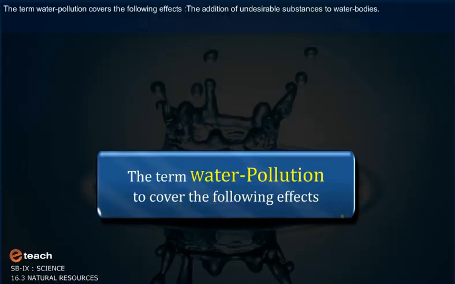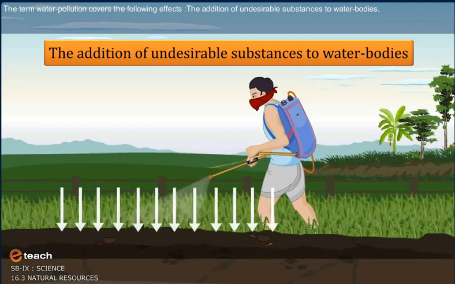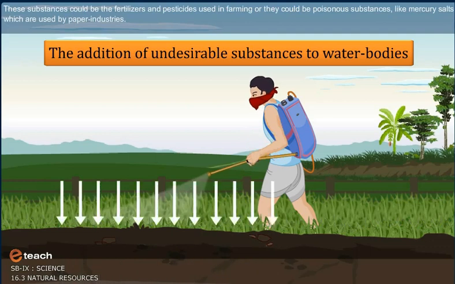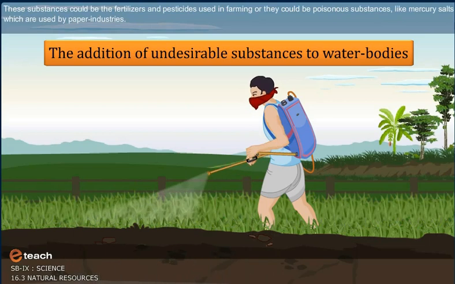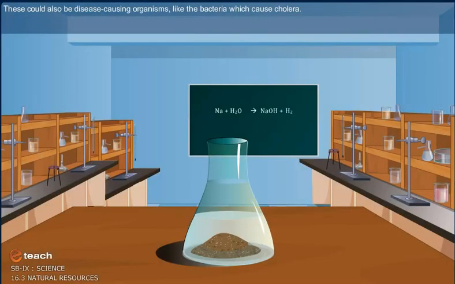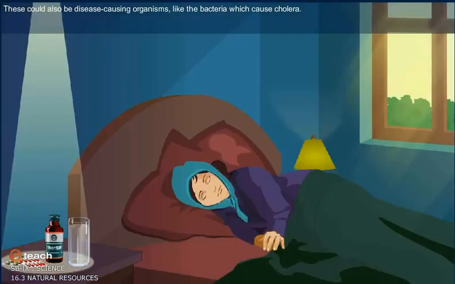The term water pollution is used to cover the following effects. 1. The addition of undesirable substances to water bodies. These substances could be the fertilizers and pesticides used in farming, or they could be poisonous substances like mercury salts, which are used by paper industries. These could also be disease-causing organisms like the bacteria which causes cholera.